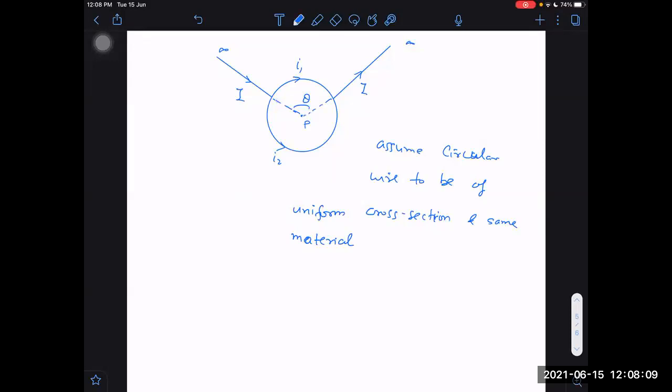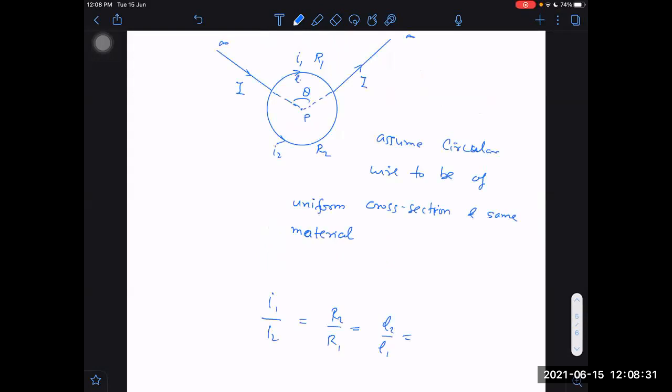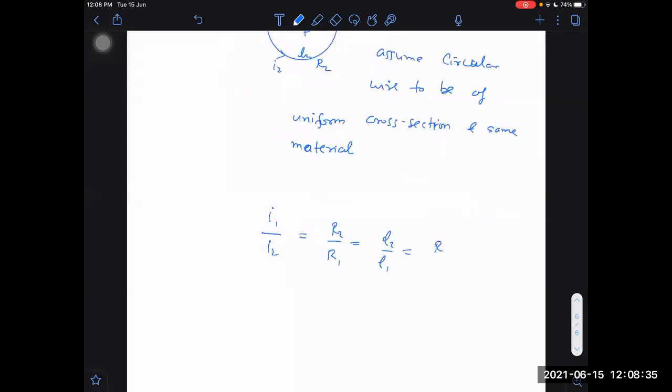Let us say this resistance is R1 and the resistance of the lower part is R2. I know how the current divides: I1 upon I2 is inversely proportional to the resistances, so I1 upon I2 equals R2 upon R1. But resistances are proportional to lengths, so it is L2 upon L1, the lengths of the arcs. On the upper side the arc length is L1 and on the lower side it is L2, which is R into (2 pi minus theta) divided by R into theta.